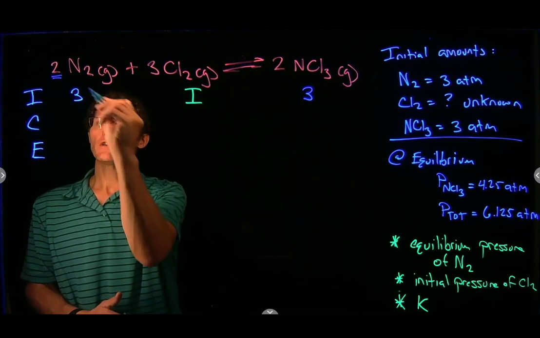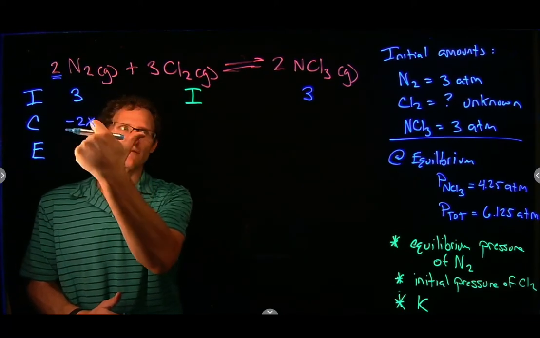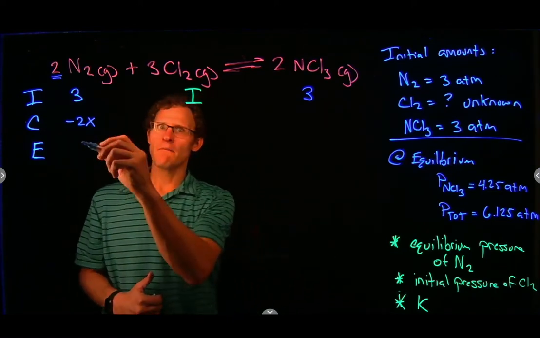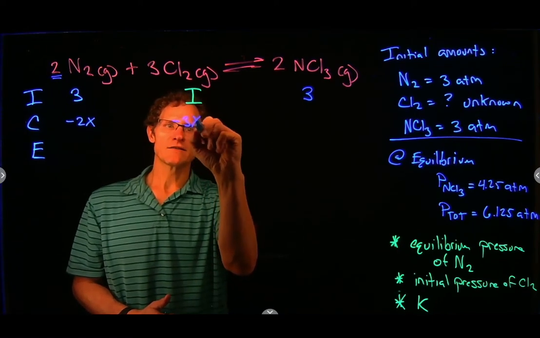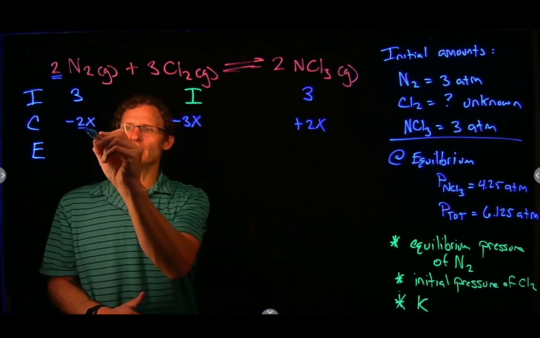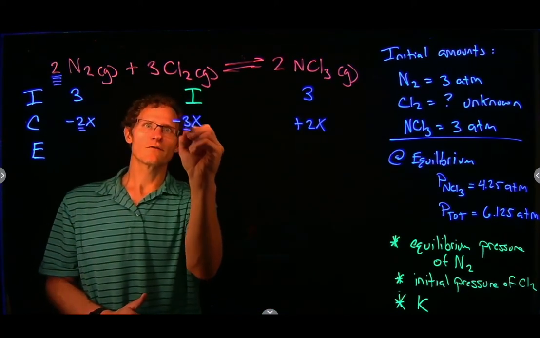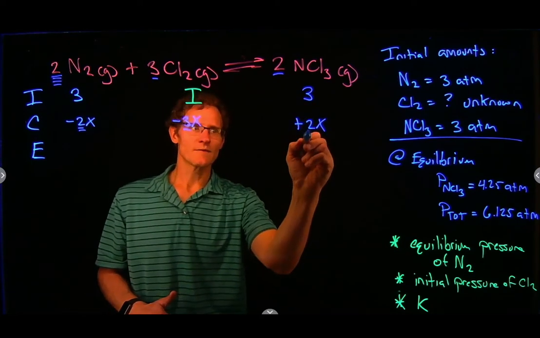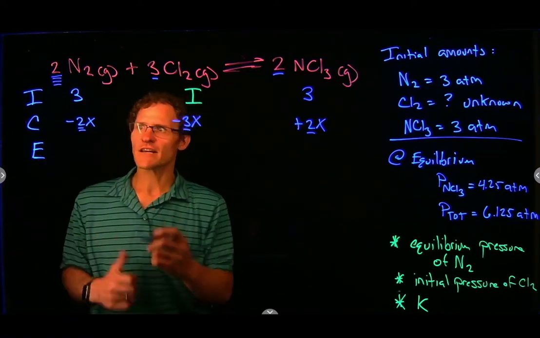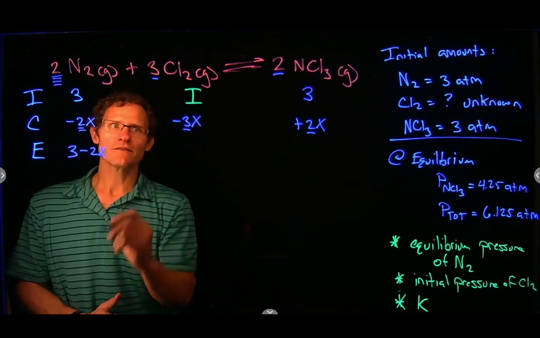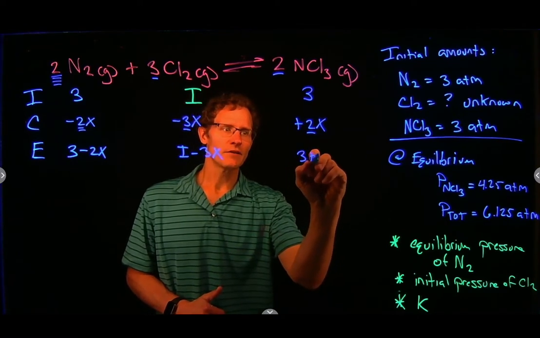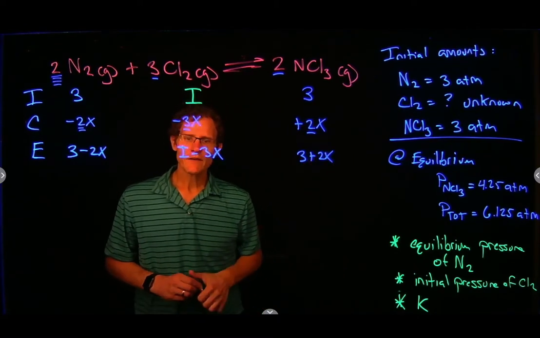We have a coefficient of 2 here. So let's assume that the reaction is progressing towards products. Okay, so it's minus reactants and plus products: minus 2x, minus 3x, and plus 2x. As a reminder, the 2 here comes from the coefficient of 2, the 3 comes from the coefficient of 3, and the 2 comes from the coefficient of 2. Okay, and then our equilibrium line, we just add up our initial and change. So we have 3 minus 2x, we have I minus 3x, and we have 3 plus 2x. Okay, so that's our ICE table.